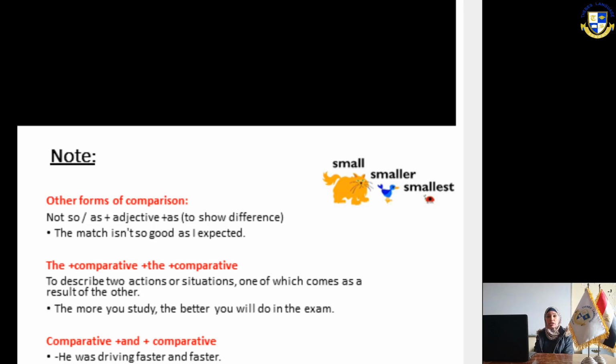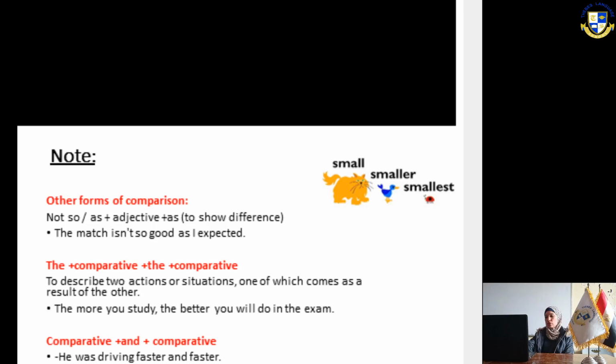Also guys, we have another form of the comparative, to describe two actions or situations, one of which comes as a result of the other. For example, I can say, the more you study, the better you will do in the exam. So now guys, what we are doing, we are trying to describe two actions or situations, one of which comes as a result of the other. We have also another form, comparative and comparative. He was driving faster and faster.